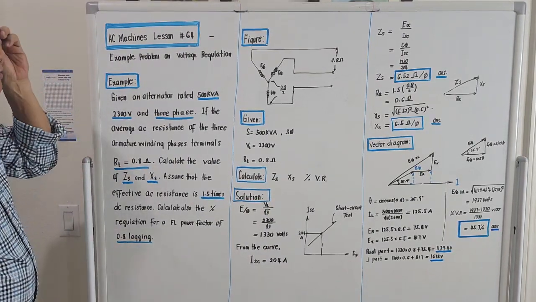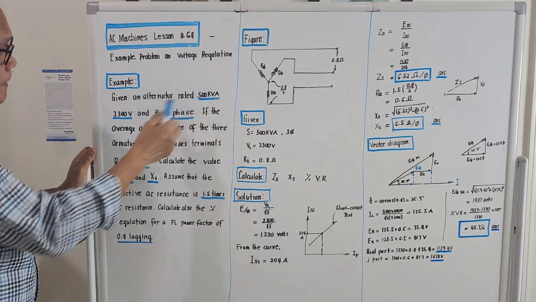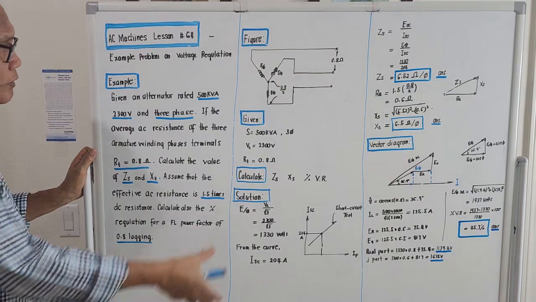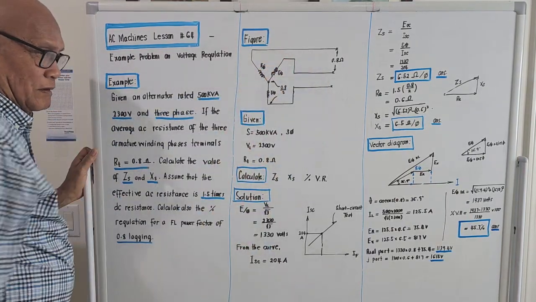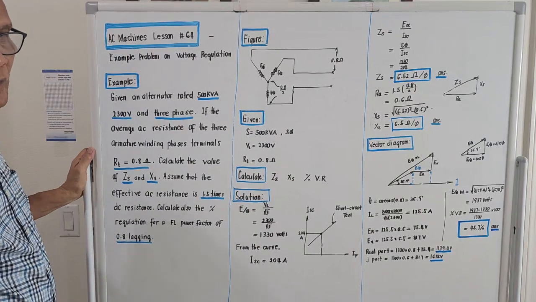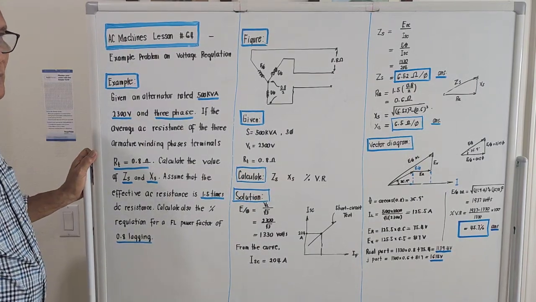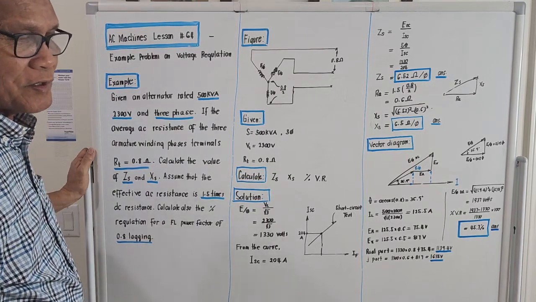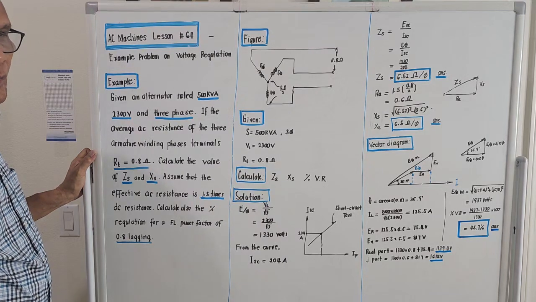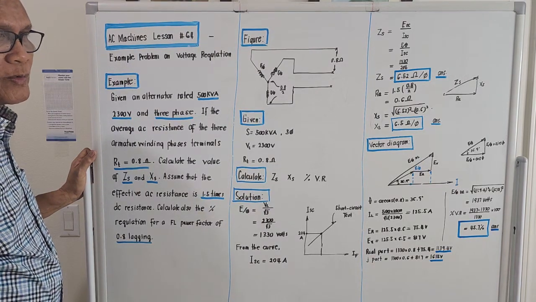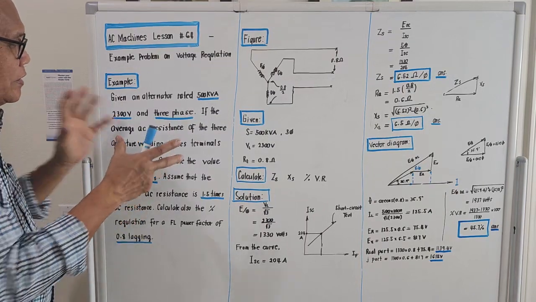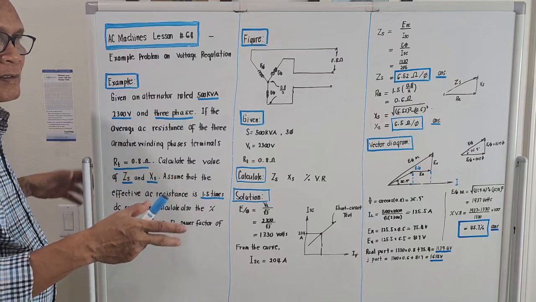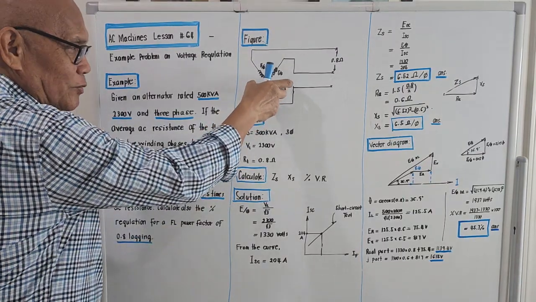Given an alternator rated 500 kVA, 2300 volts, and 3-phase. This is the alternator. As always, alternators are actually connected as a star connection. I haven't seen an alternator that is connected as delta. It's always a Y-connected alternator. So even though the problem doesn't state that the alternator is Y-connected, the connection should be Y.